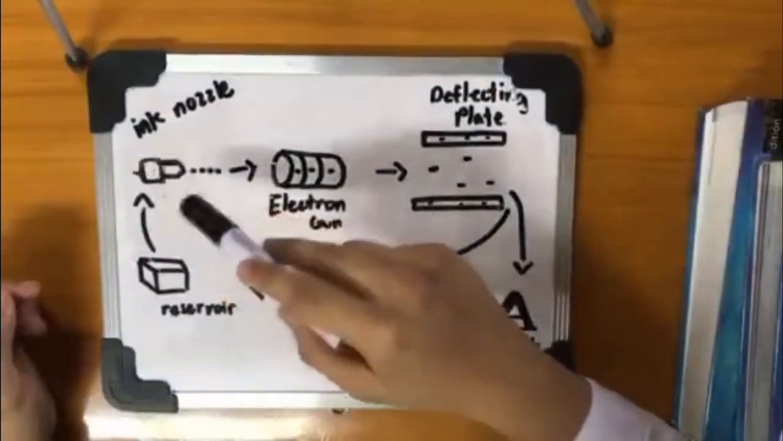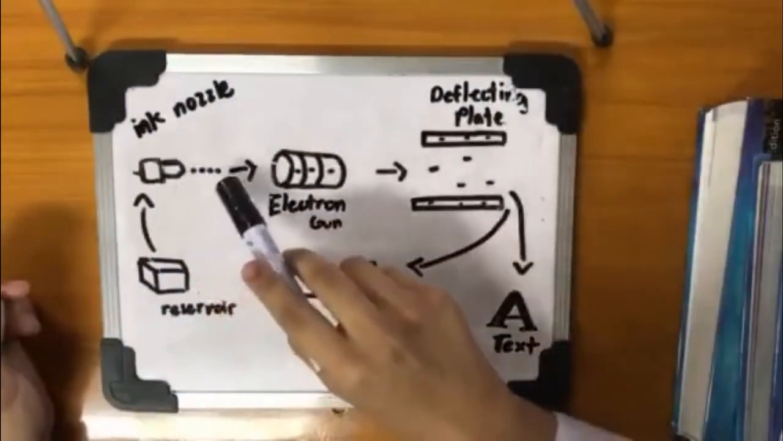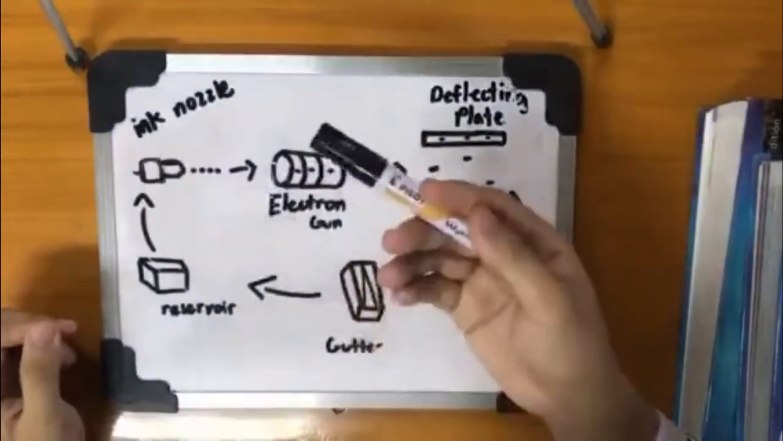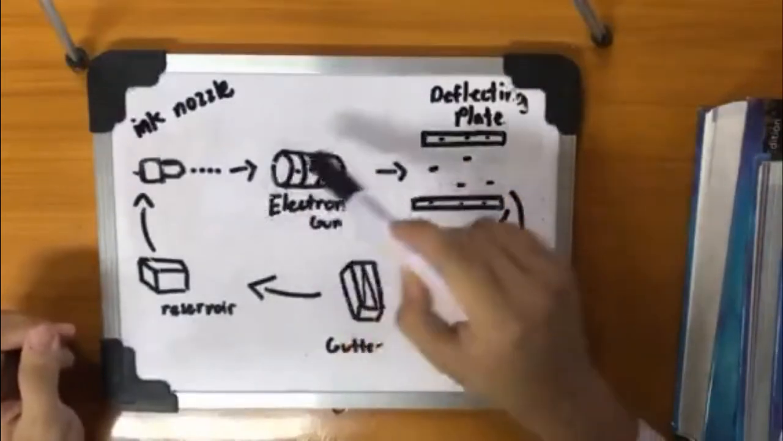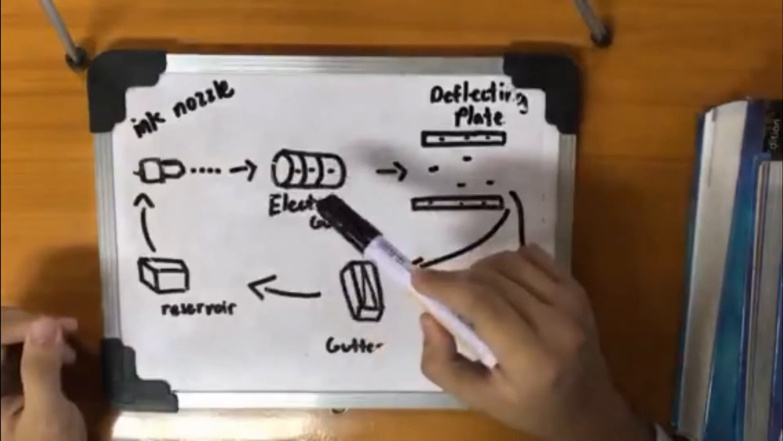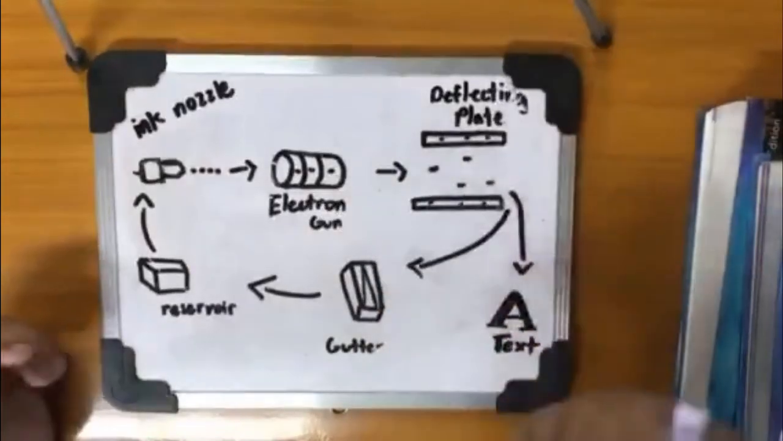The ink nozzle makes a fine spray of tiny ink droplets. In order to control the motion of ink droplets, they must be given an electric charge. The electron gun can shoot electrons at a droplet as it moves past the gun in order to give it a negative charge.